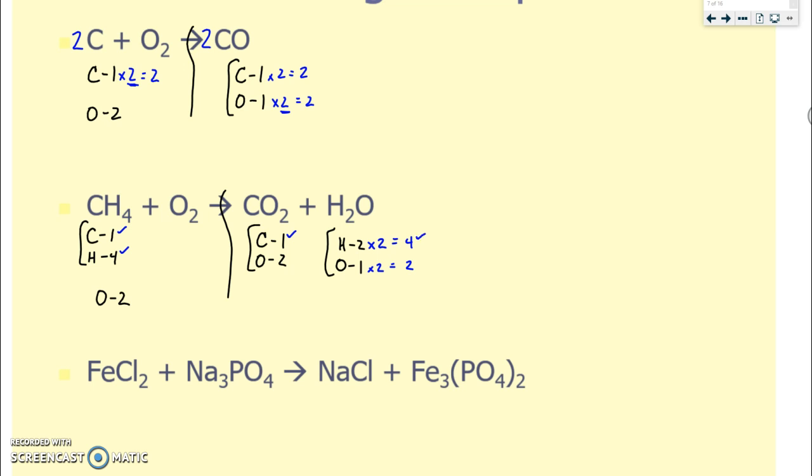My total oxygens on each side have to be the same. So on this side I have 2 plus 2, which makes 4. So I have to come over here and multiply this by 2 so that it becomes a 4. And again, what I multiplied by becomes my coefficient. So I put a 2 here, and I put a 2 here. Okay.